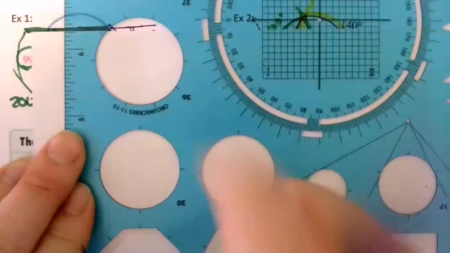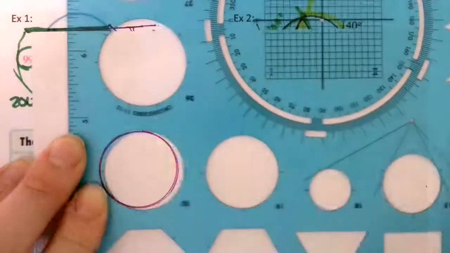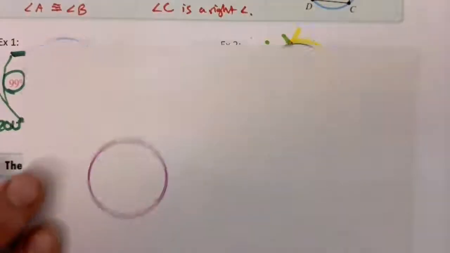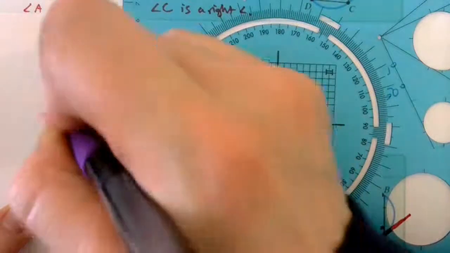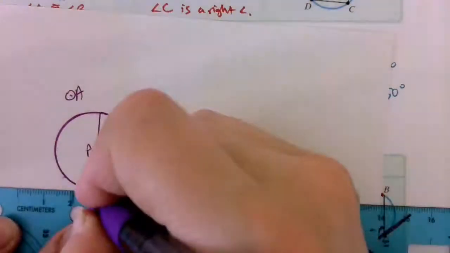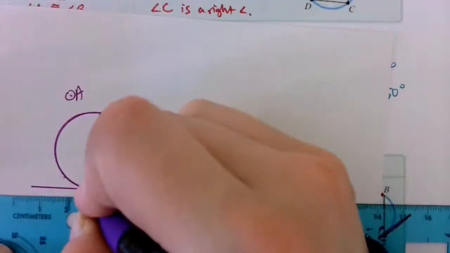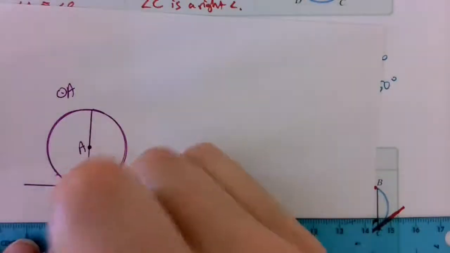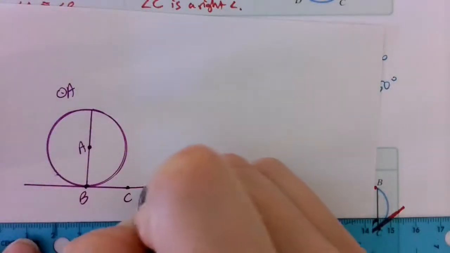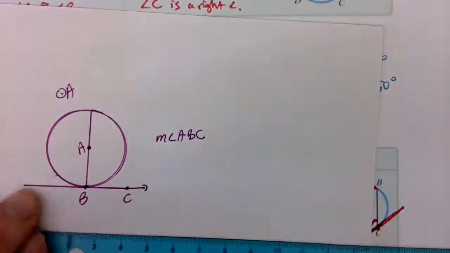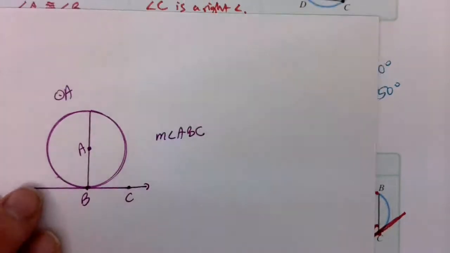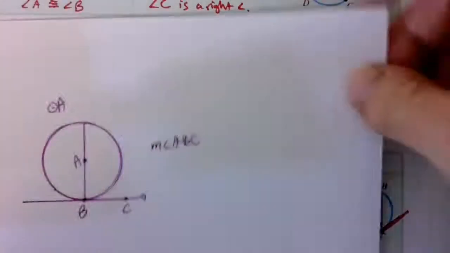If I have a circle, oops, we'll pretend I didn't just move everything. And I've got a diameter, so let's say that goes right to the middle of the circle. This is circle A, and then I have a tangent at one of the endpoints of the diameter. So let's say I want to find the measure of angle ABC. What happens there? So that's the same as what I was just talking about here.